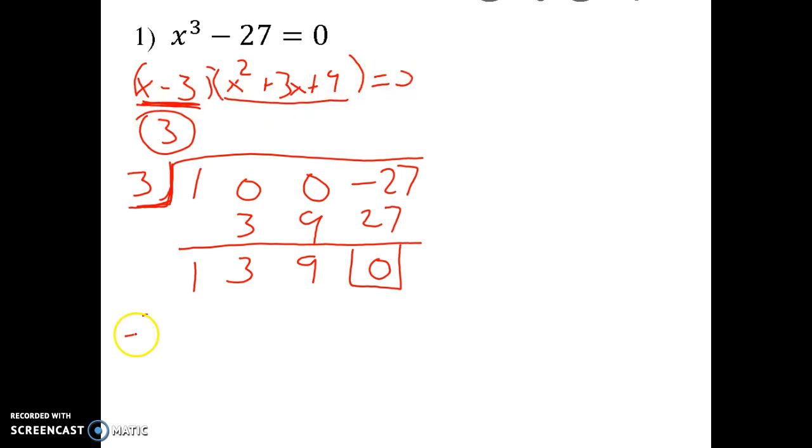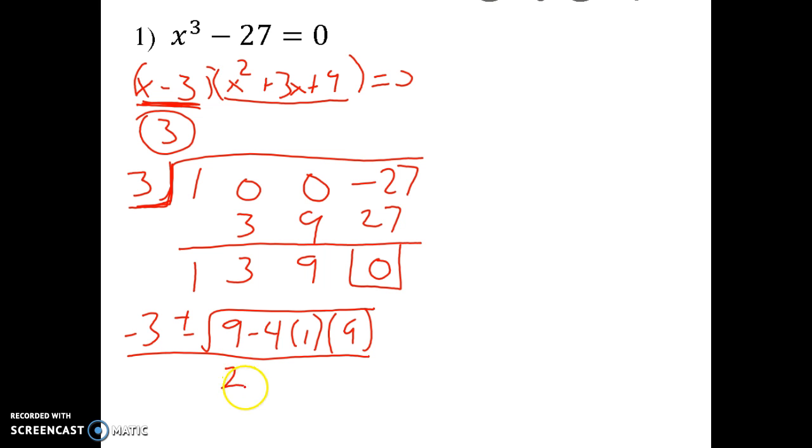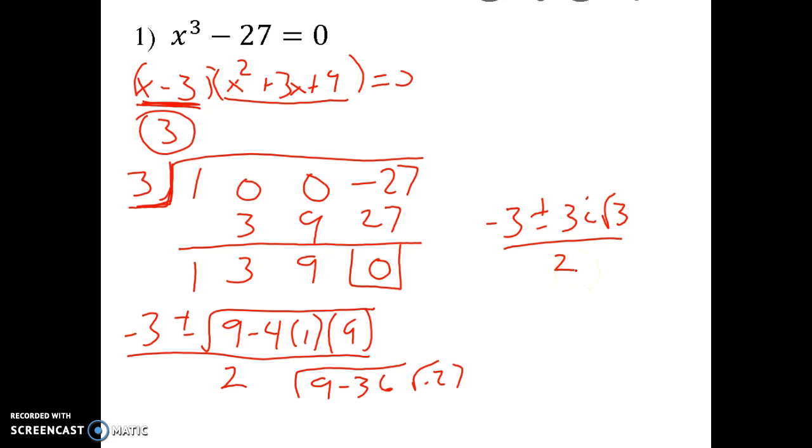But if I set this one equal to 0, I'm going to use the quadratic formula. It's going to be negative b, which is negative 3, plus or minus the square root of b squared, which is 9, minus 4 times a, which is 1, times c, which is 9, all over 2 times a, which is 2 times 1, which is 2. And so in my radical sign, I'm going to have 9 minus 36, which is the square root of negative 27. And I can simplify that to negative 3, and then plus or minus. Square root of 27 is going to be 9 times 3, which is 3 radical 3. I have an i because it's negative, radical 3, all over 2. And so my other 2 solutions are imaginary, and they are negative 3 plus or minus 3i radical 3 over 2.